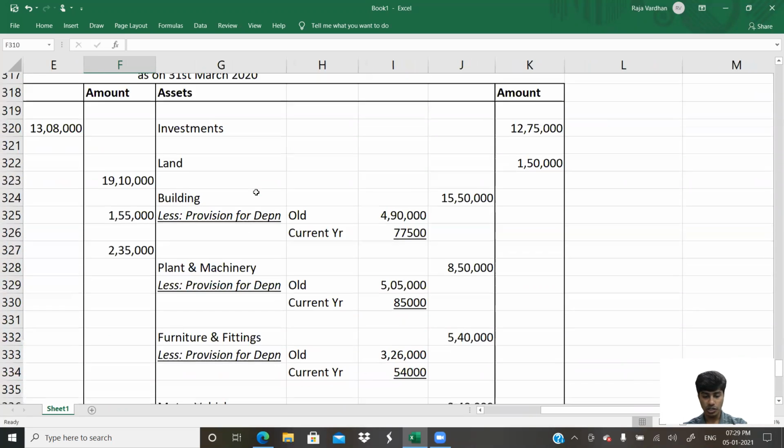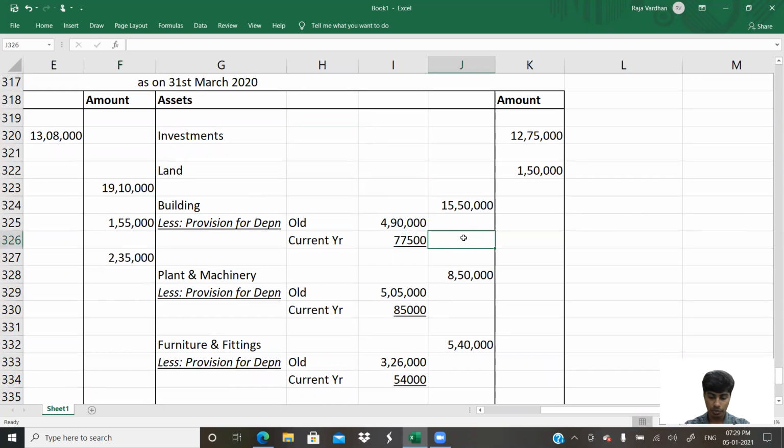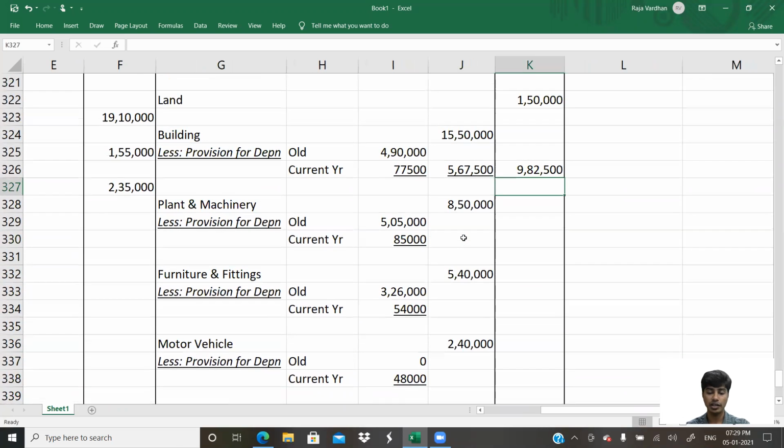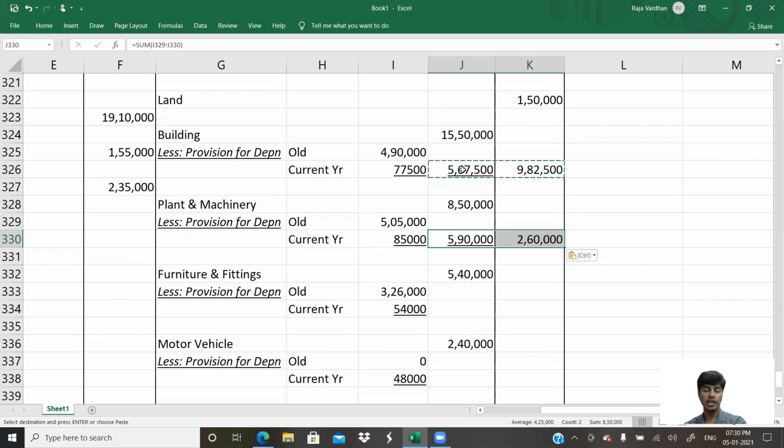And here I would have to post the amounts to total. So tell me how much is the total depreciation? It will be these two together. You get that? And this has to be deducted from here. This is equal to 15,50,000 minus 5,67,500. Same thing I would have to do here also. I would have to add 5,85,000. Total depreciation comes to 5,90,000, and from 8,50,000 if I subtract 5,90,000, I'll get 2,60,000 as the value of machinery.